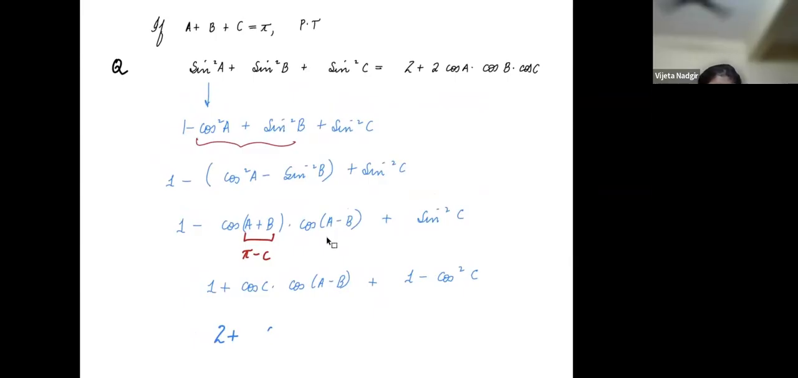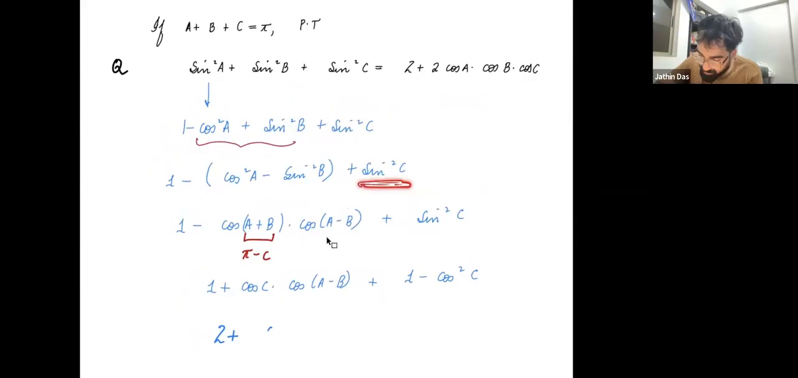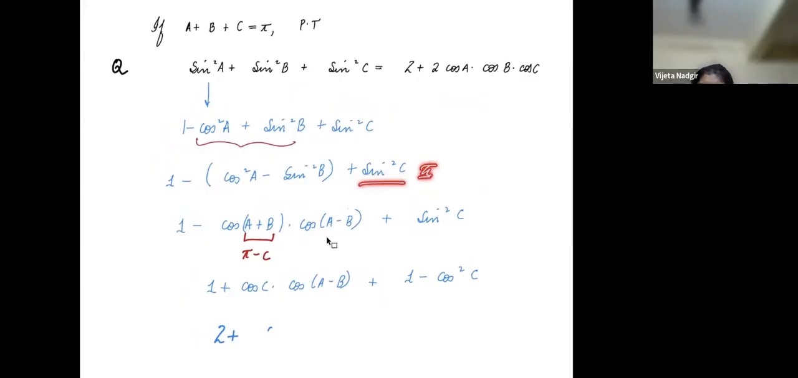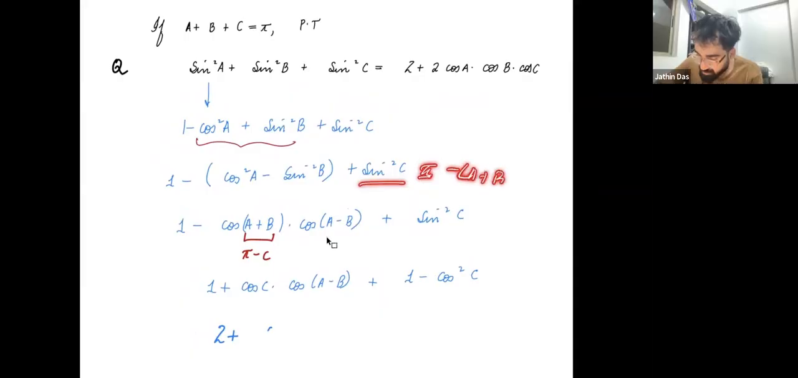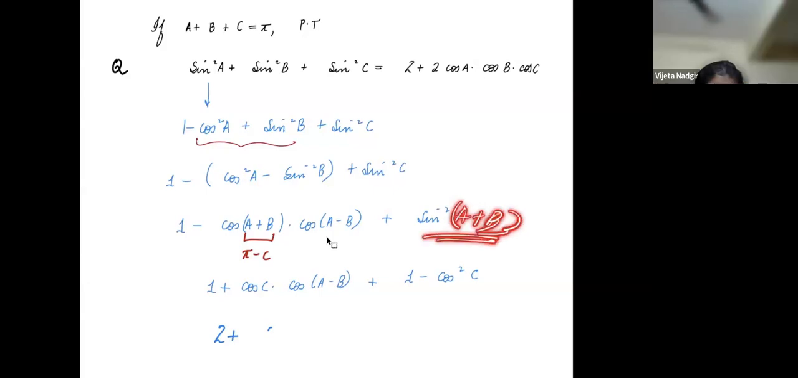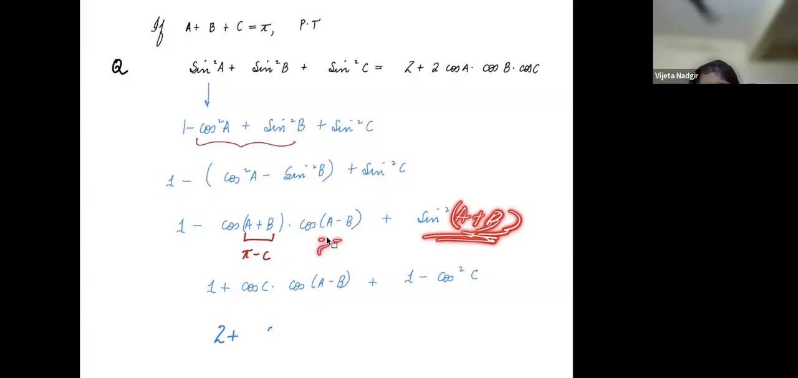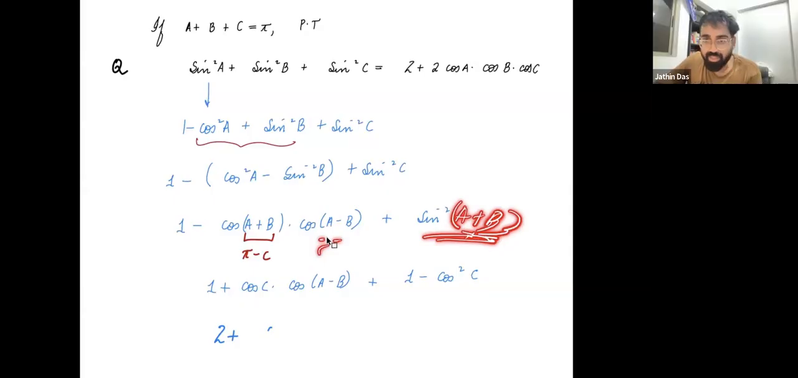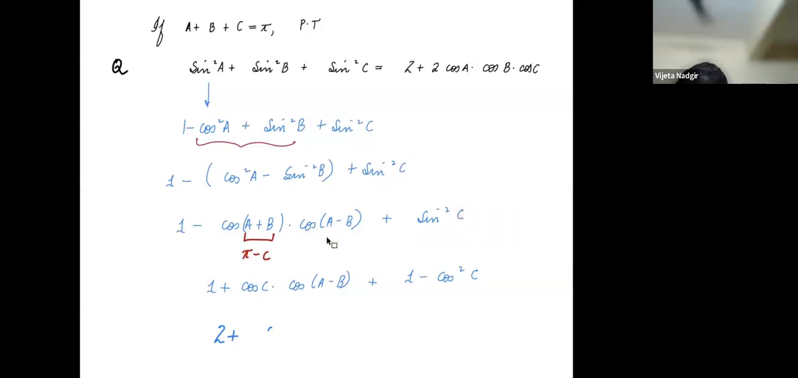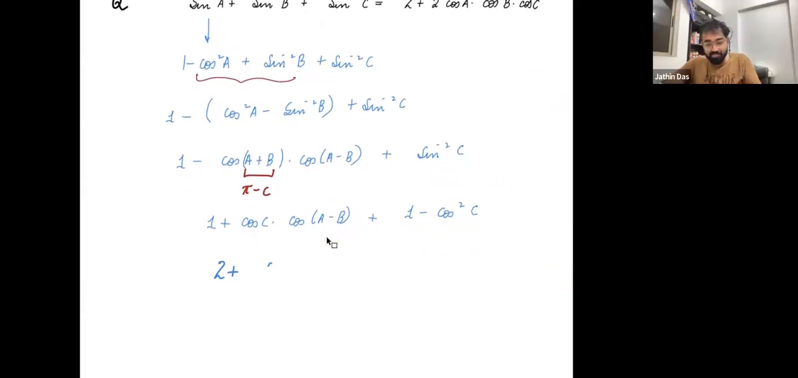If I take sine square C, C is basically pi minus (A plus B). So if I take it, it will be sine square (A plus B). What will we take common here? And then 1 minus cos square. Then you can do that. That's the same thing you're doing. You're just masking C as A plus B. That's all. Same.